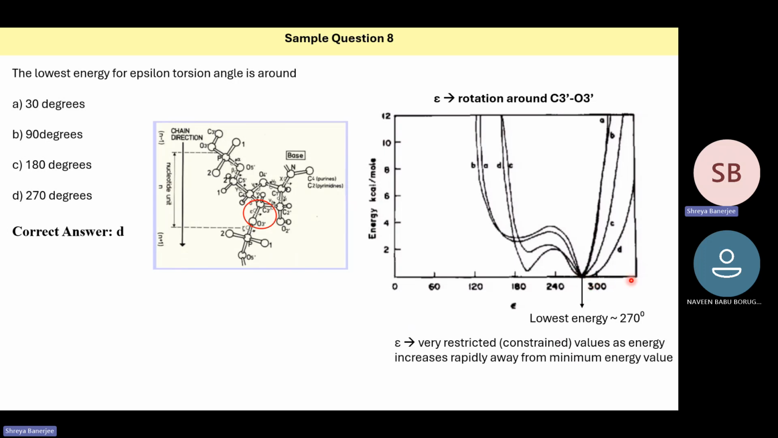So in the entire 360-degree range of angles, only a very short range of angles is allowed for epsilon, because away from that angle, the energy is very unfavorable. So epsilon is actually a very important constraint while doing structure optimizations. And the lowest energy for epsilon we can see is around 270 degrees, which is your option D.